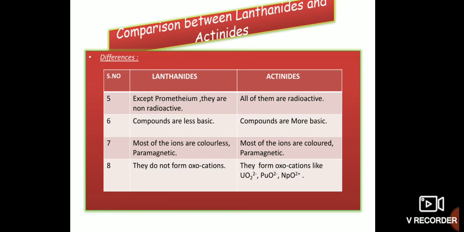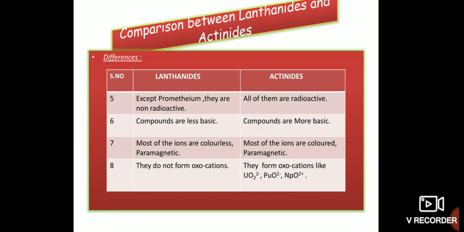And other differences: except promethium, all the other lanthanides are non-radioactive, but actinides are all radioactive. Lanthanide compounds are less basic, whereas actinide compounds are more basic. Most of the lanthanides are colorless and show paramagnetism, whereas actinides are colored and paramagnetic. And lanthanides don't form any oxocations, whereas actinides like uranium, plutonium and neptunium form oxocations as given in the table. Okay, so this is about f block elements and the characteristics of lanthanides and actinides.